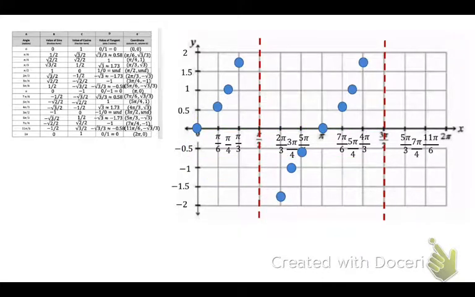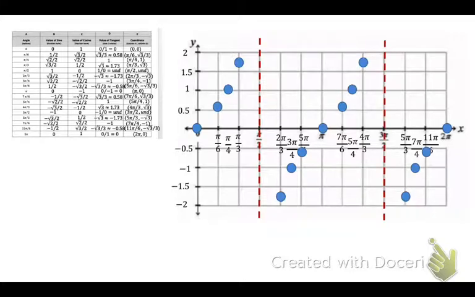So 5 pi/3, that's negative square root of 3. So that's negative 1.73. 7 pi/4 is negative 1. 11 pi/6 is negative square root of 3 over 3. So that's about negative 0.58. And then 2 pi is 0.